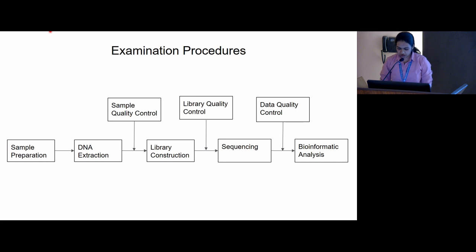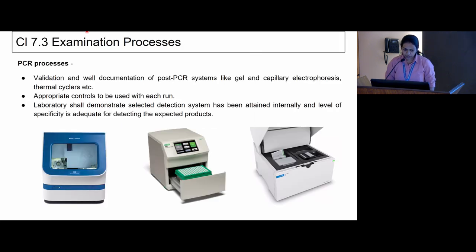I'll start with examination processes. This workflow involves sample preparation followed by nucleic acid extraction, which leads to library preparation, followed by sequencing. After each crucial step, that is extraction, library construction and sequencing, the quality control has to be checked properly for the maintenance of reliable data. Then we come to the PCR processes.